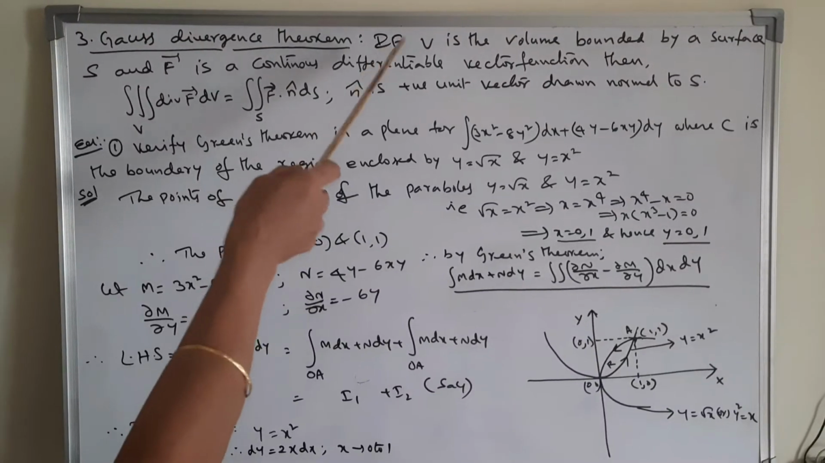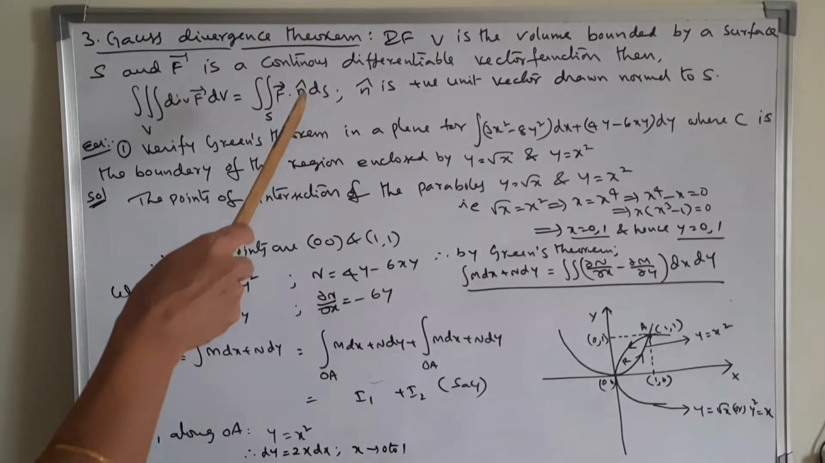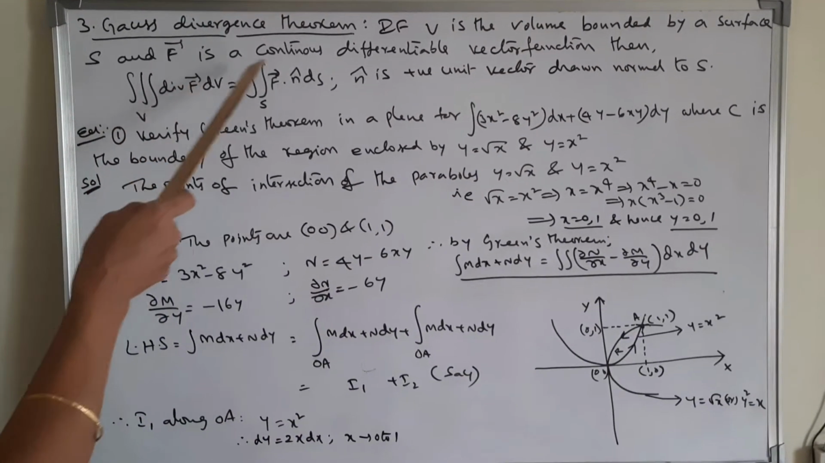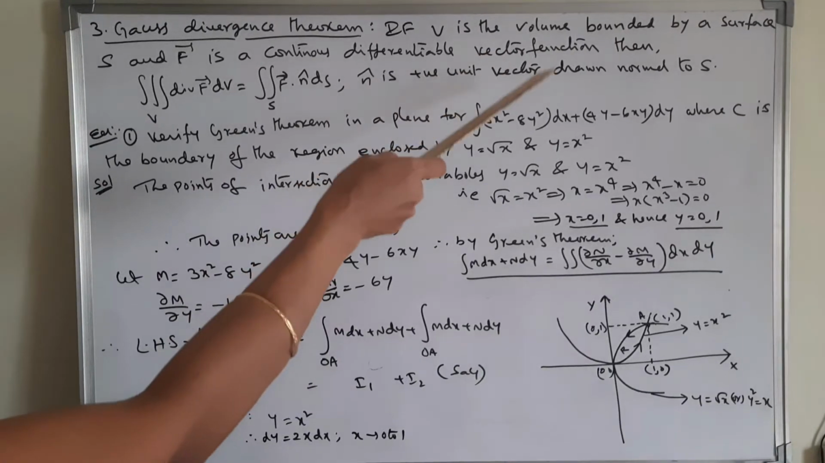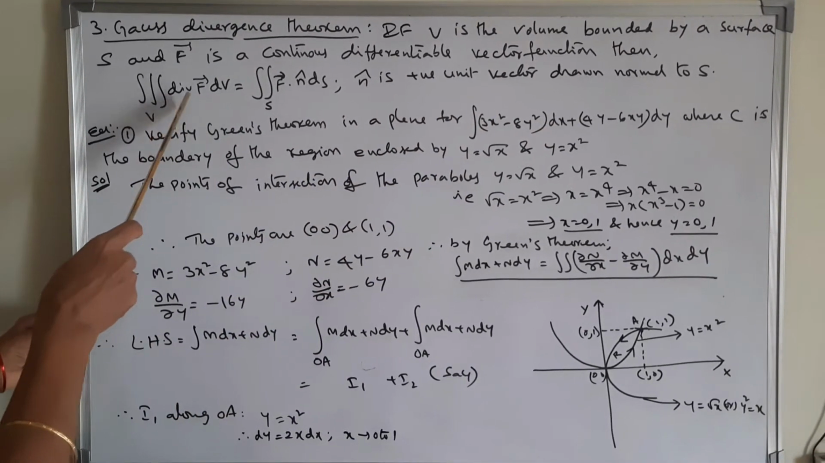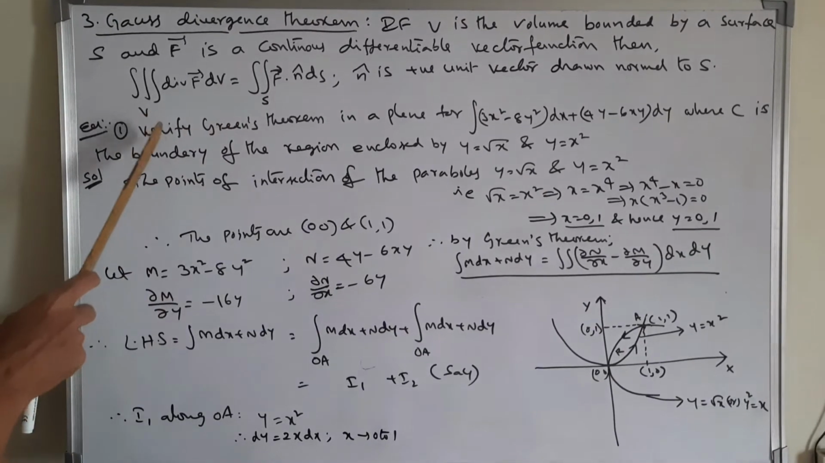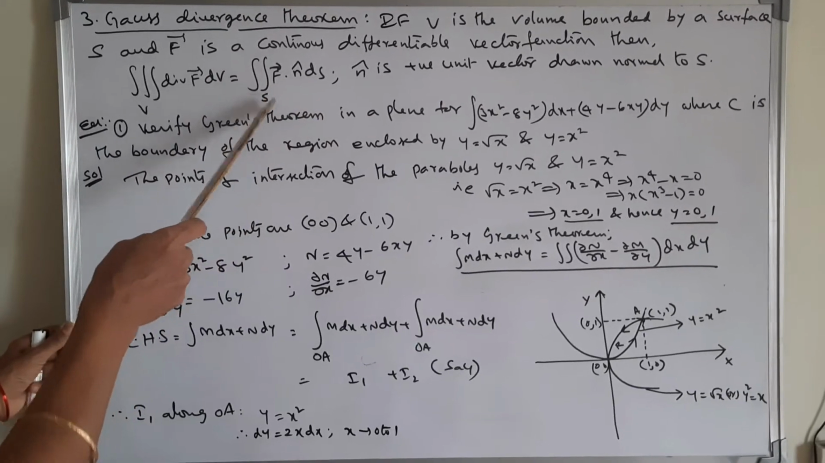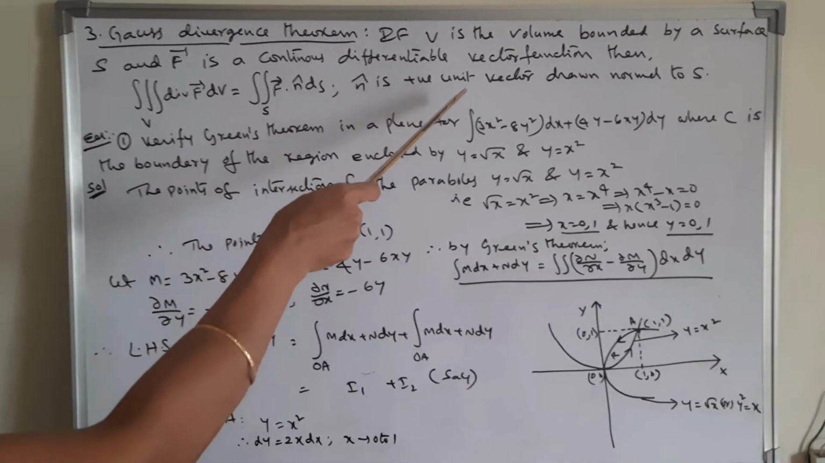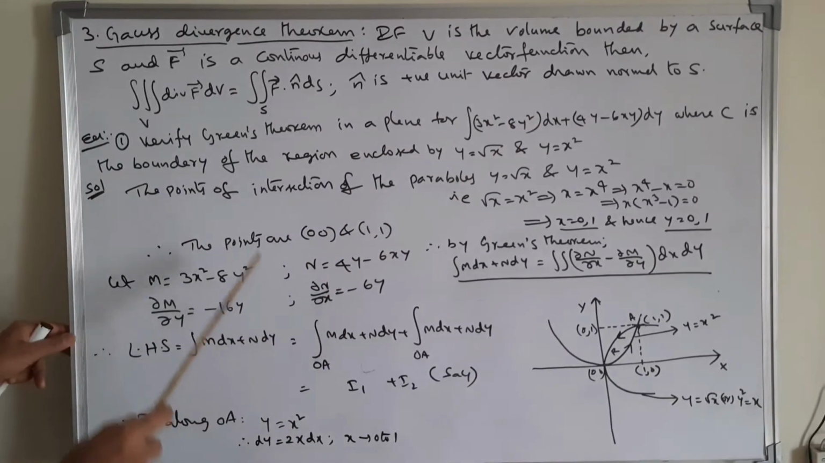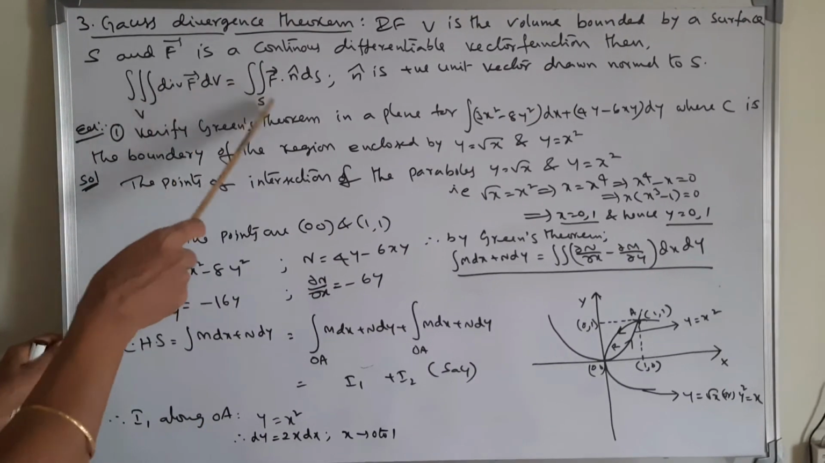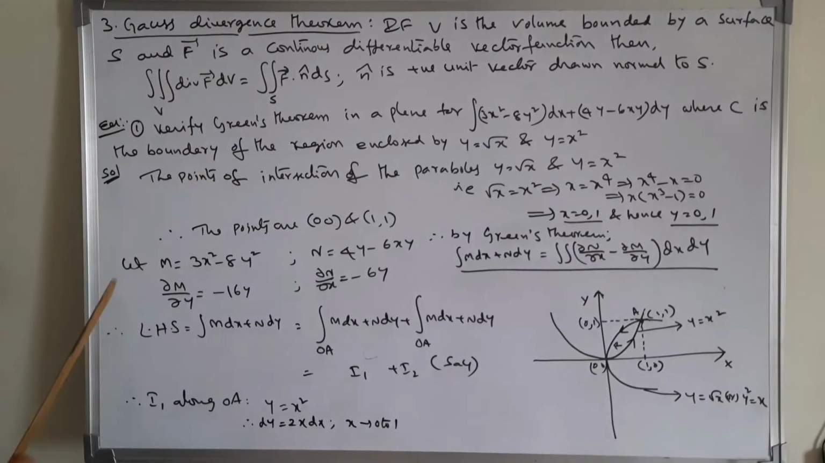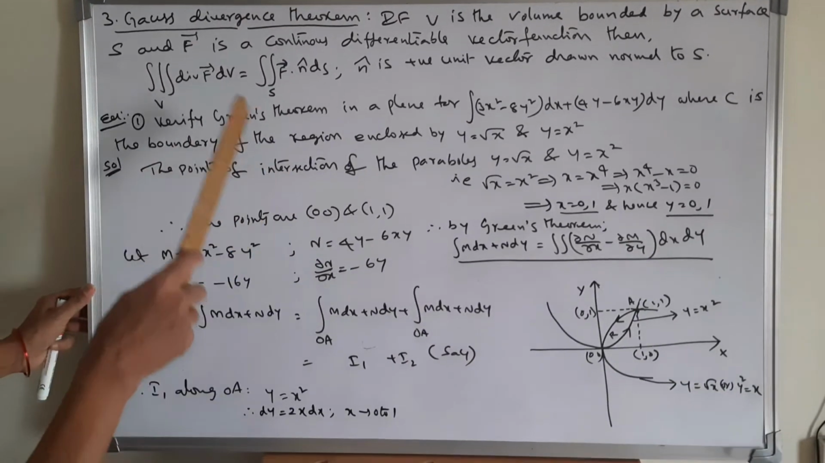Another theorem is the Gauss divergence theorem. If V is the volume bounded by surface S and F bar is a continuous differentiable vector function, then the triple integral of div F bar dV over V is equal to the double integral of F bar dot n cap dS over S, where n cap is the positive unit vector drawn normal to S. The Gauss divergence theorem is a relation between the triple integral, the volume integral, and the surface integral. So that is the Gauss divergence theorem. I will give some examples of these theorems.